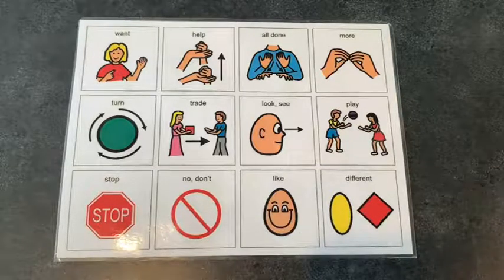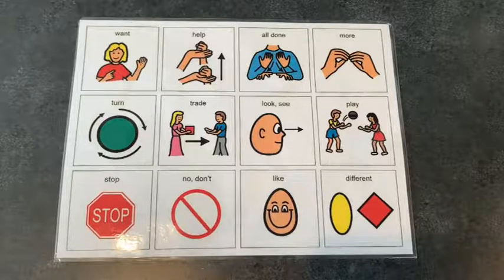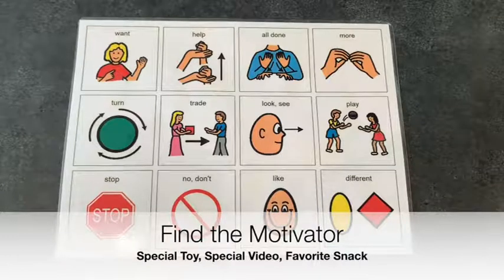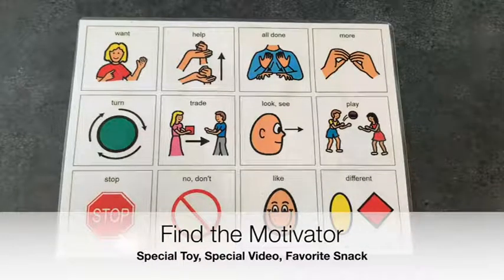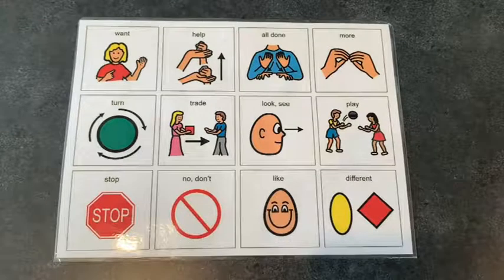When you go to practice the core board, try to find something that's motivating. So you want to find that special toy or that favorite video on YouTube, whatever it may be, but find something that's motivating to your child because that helps increase the success of communication when using the board.